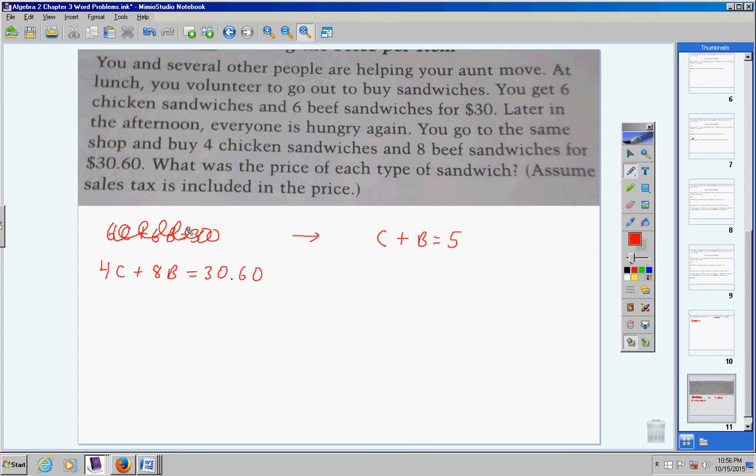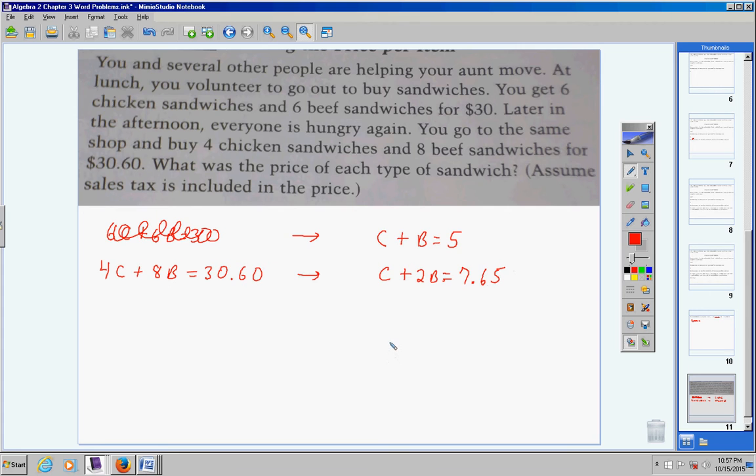Here, I think I can divide every term by 4 in the second equation. I think, I'm checking right now. Yes, I can. 4 goes into 4, 4 goes into 8, and 4 goes into 30.60. So if I divide everything by 4, I'm left with C. Take 8 divided by 4, I get 2B. 30.60 divided by 4 is 7.65. Now that makes the problem a lot easier.